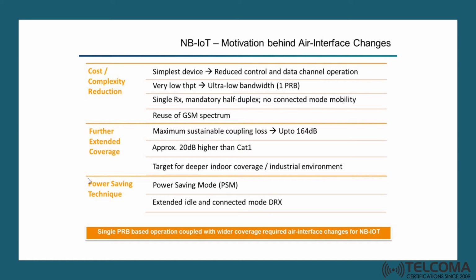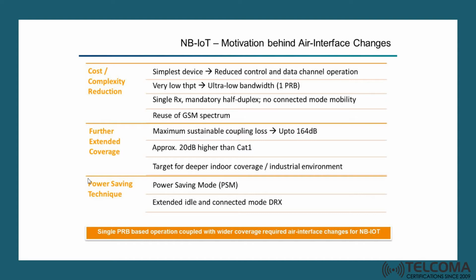We are getting maybe 1 kbps, a few kilobits of speed through this particular technique. And ultra low bandwidth will utilize just one PRB, that is around 180 kilohertz, and single RX, same as EMTC. And here it is mandatory half duplex, whereas in EMTC it is not mandatory. And here not even a single kind of mobility is expected. We expect the UE to be completely non-mobile. And here we even have the option of reutilizing the GSM spectrum, because GSM has 200 kilohertz bandwidth per carrier, and we can reutilize the spectrum since we are going to have just one resource block or one physical resource block.